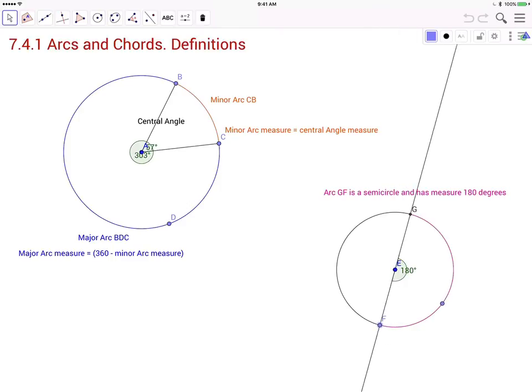And of course, half of 180 would be 90. And those will creep up into our discussion pretty soon as well. Okay, so those are the quick definitions. Central angle and arc measure are one and the same.